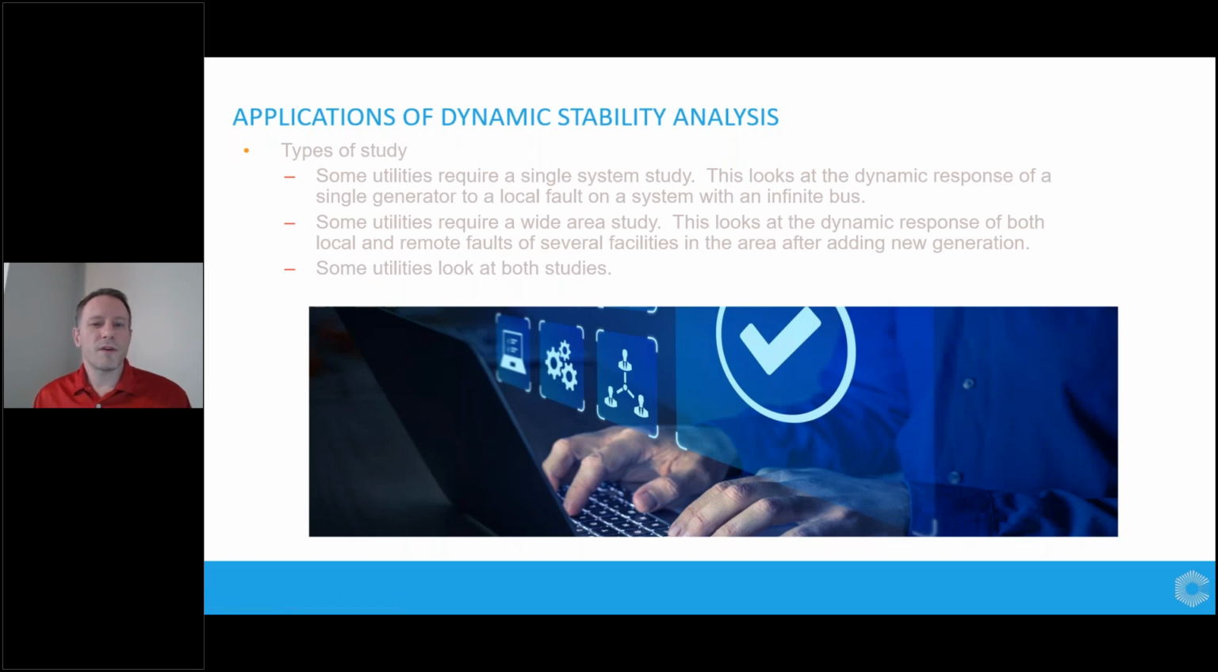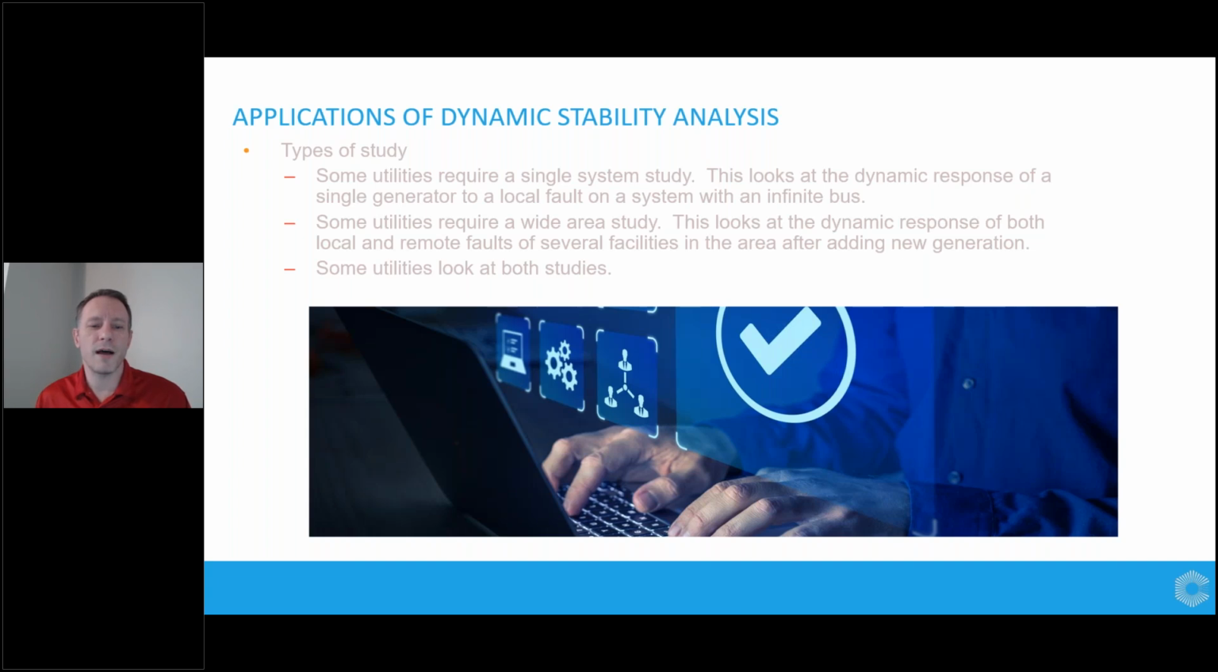So there's a couple different ways that this can be studied. It usually depends on the utility or the interconnection, the ISO above it. Sometimes they do a single system study that'll just be the generator, maybe a transformer and a couple of lines, basically hooking up the generator to the PCC, or the point of common coupling, and that's all that's studied.